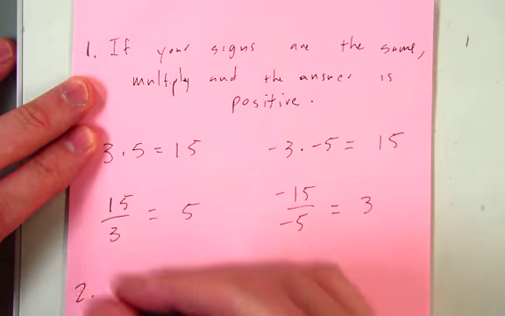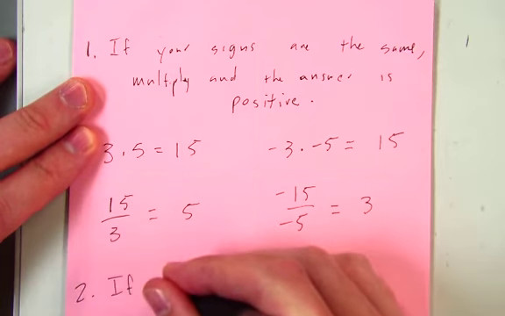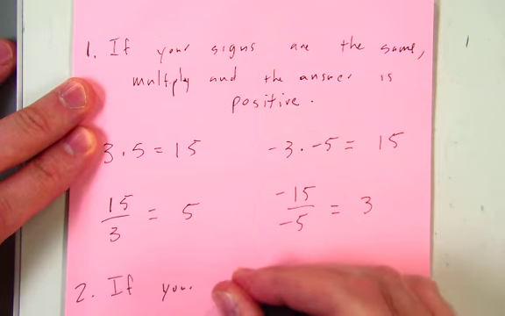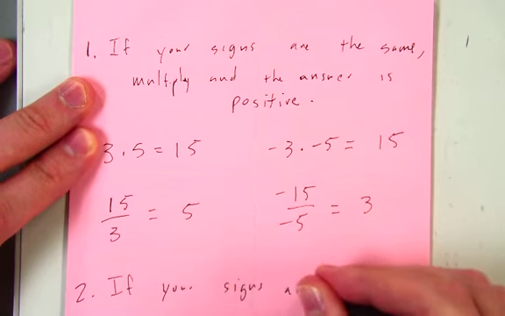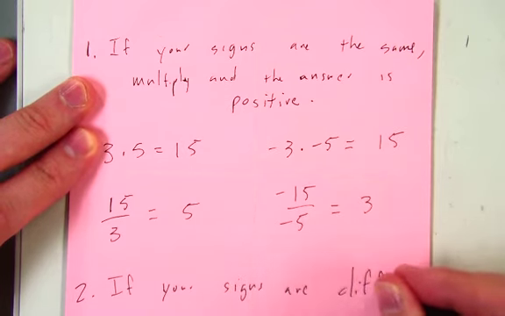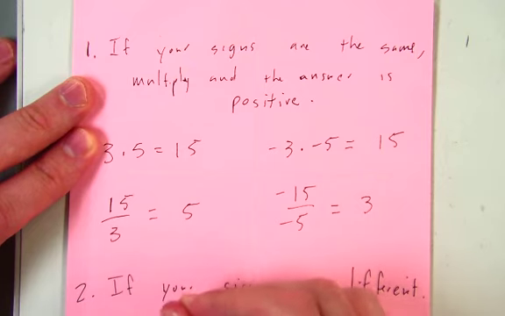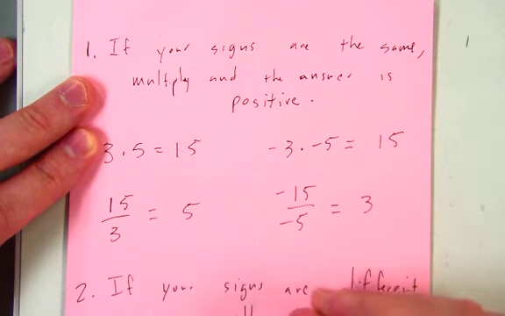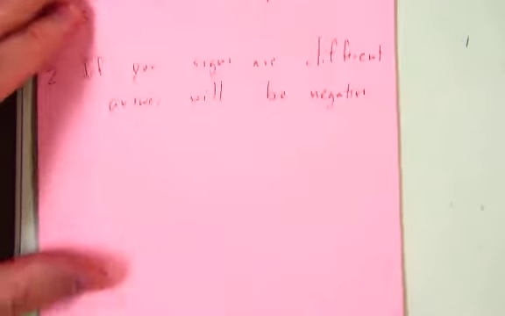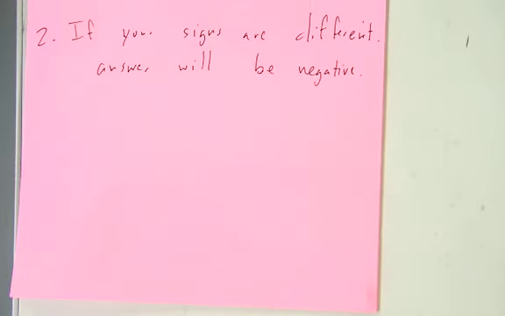Okay, second rule, if our signs are different, then we're going to work it out, multiply or divide, and our answer will be negative every time. Okay. So again, this is going to work for multiplication and division.